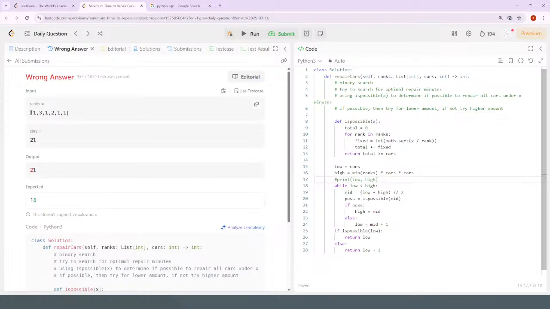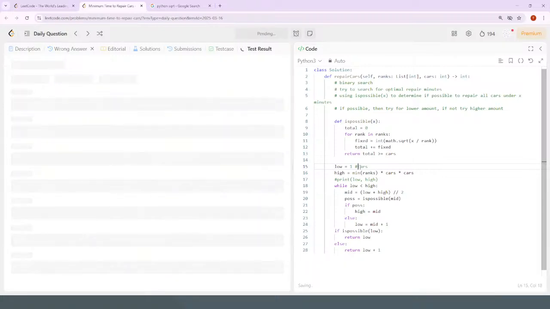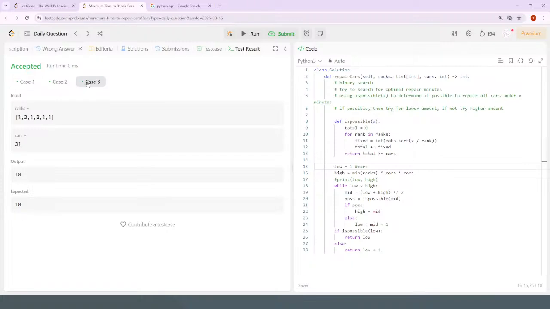So what would be the assignment here? The rank times n squared. Okay, let's see if it's actually the lowest one. If that works. What the heck is going on? The method works, but I'm not sure why.